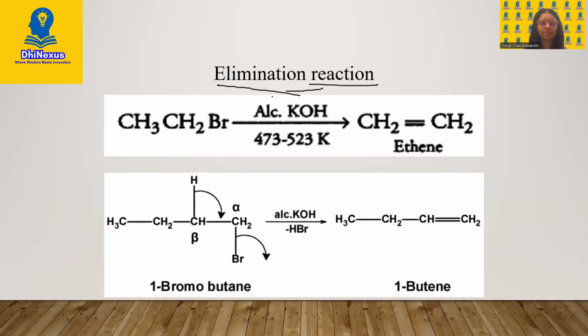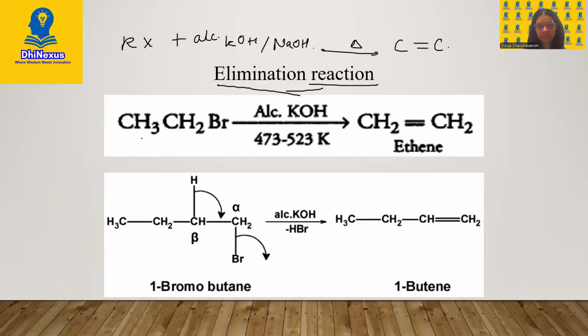What happens in this case is you take any RX. Let me write down a general equation. This is my alkyl halide. I react it with alcoholic KOH. In place of KOH, I can also take NaOH. I heat it at some temperature, and what I get is an alkene.